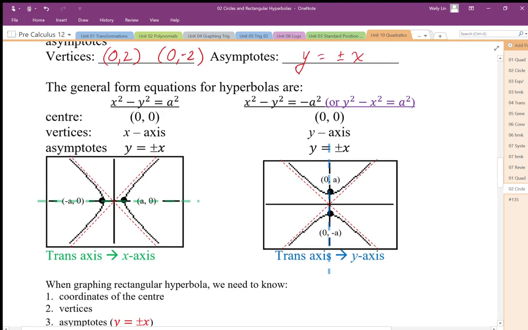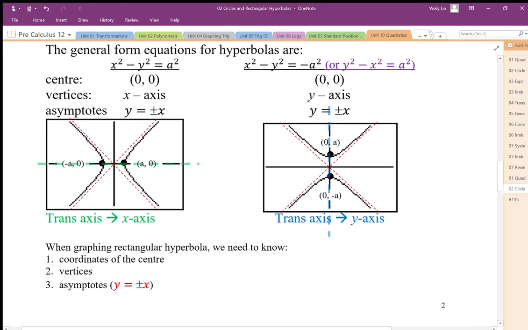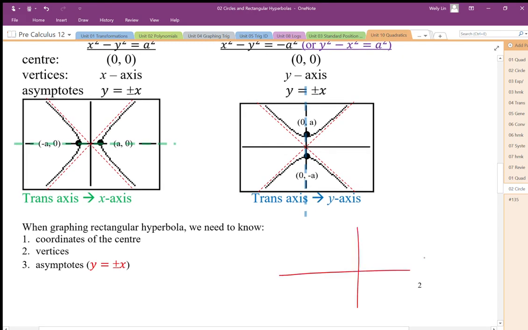When we graph a rectangular hyperbola, we need to know a few things. We need the coordinates of the center. We want to know the vertices, and we can use the a value to locate the vertices from the center, because essentially it's like a radius. And we also need to know the asymptotes. If I draw a center here, and my vertices are here and here, and I know my asymptotes are like this, I know how to draw my hyperbola. Those are the only three things I need.